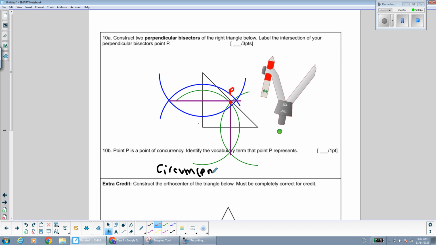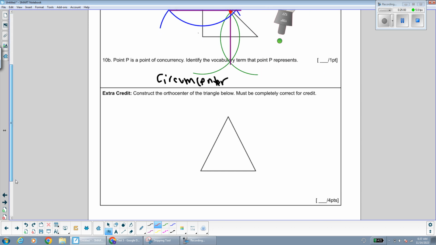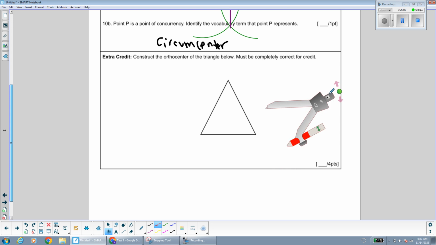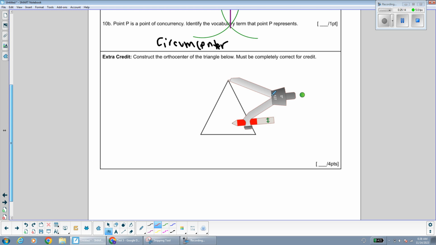Actually, you know what? I'll do the orthocenter really quickly in this video. It's not going to take too much longer. Okay, so orthocenter is where the altitudes meet. Altitude is a perpendicular line through the opposite vertex. So I'm going to do to the side first. So I'm going to put my compass on the point I wanted to pass through, which is the opposite vertex. This is basically the perpendicular line through a point construction.